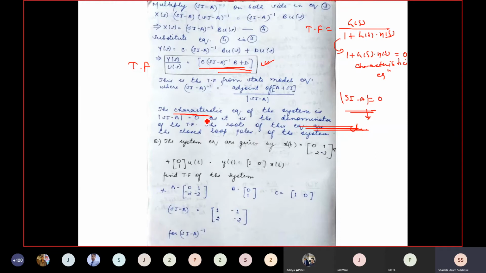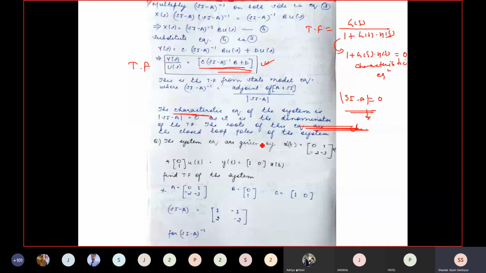So determinant of (sI minus A) equal to 0 is the denominator of the transfer function, and the roots of this equation are called the poles of the system. Already we know the characteristic equation, if it is equated to 0, and if we are able to find the number of roots for that equation.